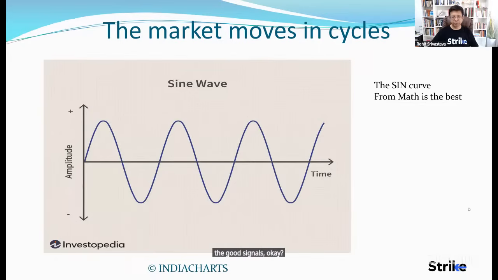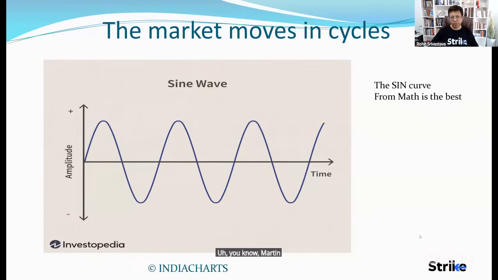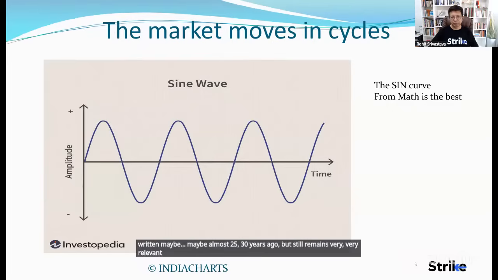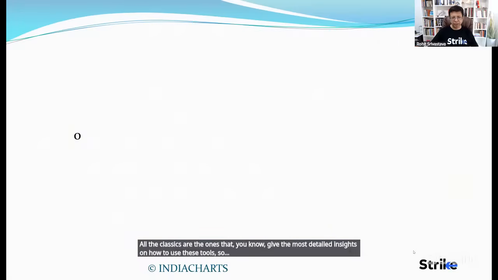Okay, so all of this comes from momentum theory. If anybody wants to read more about momentum theory, the only one book I recommend is Martin Pring on market momentum, written maybe almost 25, 30 years ago, but still remains very, very relevant. And since people don't write or read many books nowadays, those old classics are the ones that give the most detailed insights on how to use these tools. So they remain on my list.